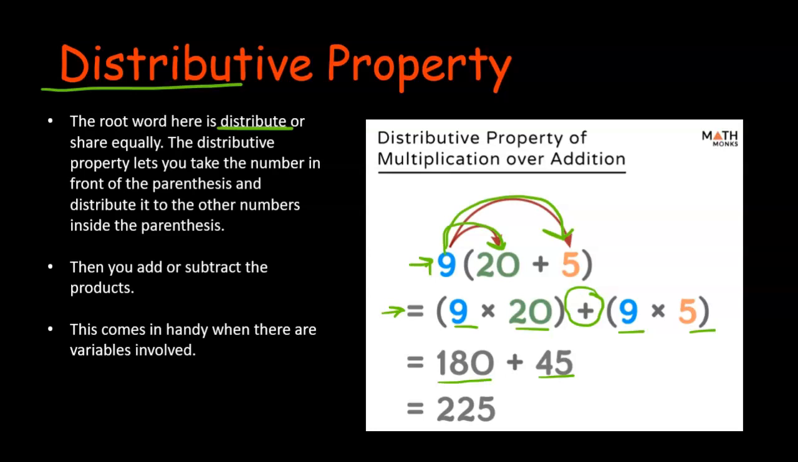So these three properties are going to be very helpful when you want to manipulate numbers and you want to change things around so you can get them to a place you want to work with them. That's the beauty of math. There are so many different ways to do problems. You don't have to do it just one way.